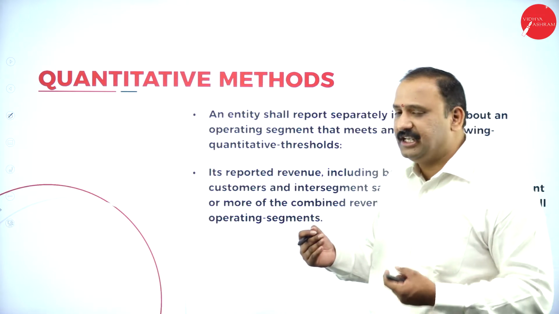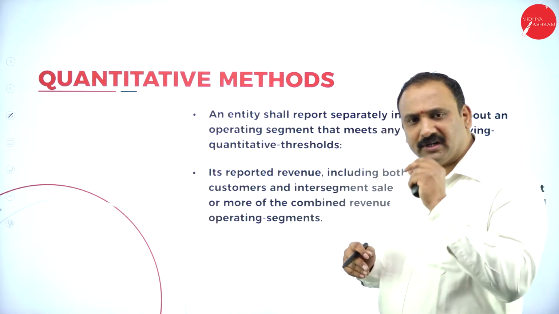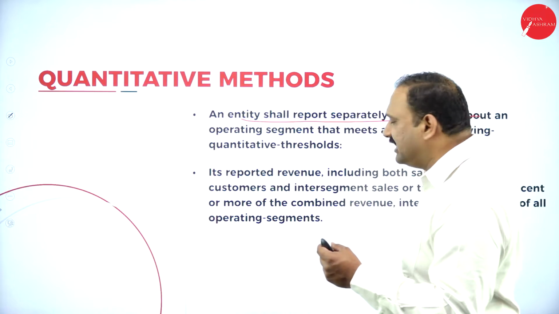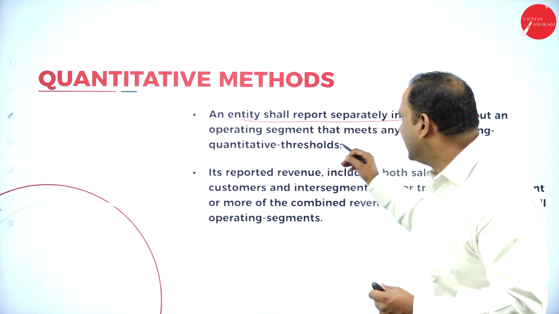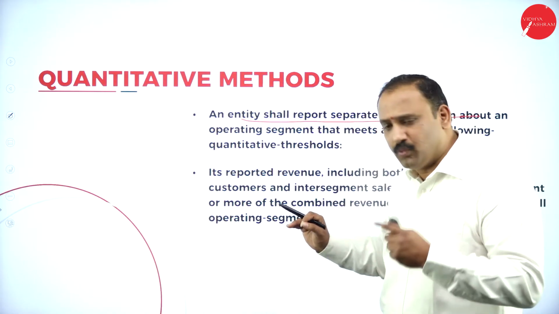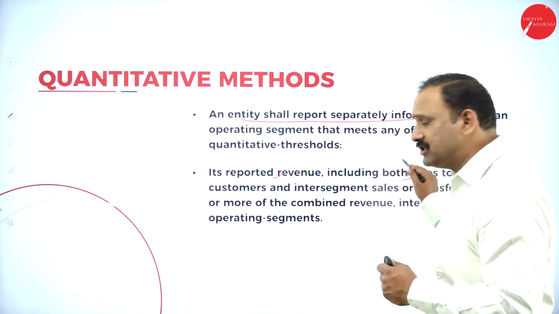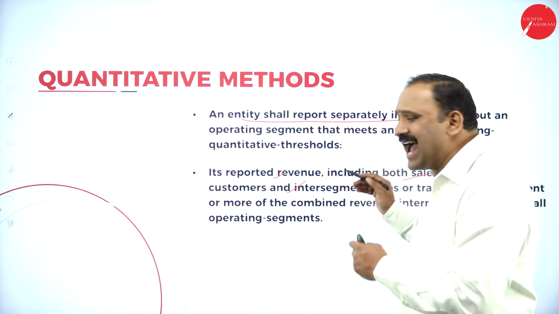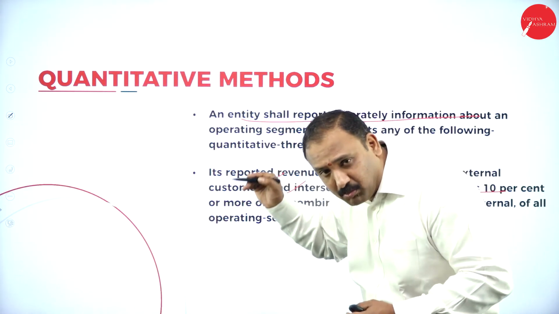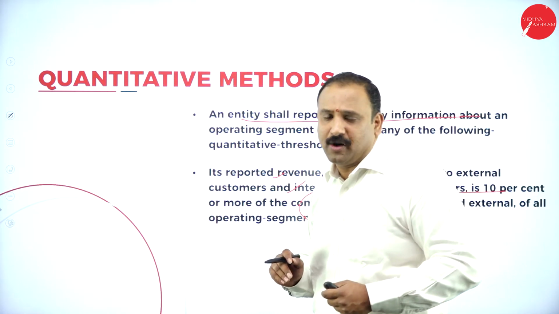The next thing is the quantitative method. When I use the word quantitative methods, it's more about numerical assessment, where an entity shall report information separately regarding the operating segment that meets the following quantitative thresholds. What are the quantitative thresholds? First, its reported revenue, including both sales to external customers and inter-segment sales or transfers, is 10% or more of the combined revenue, internal and external, of all operating segments.